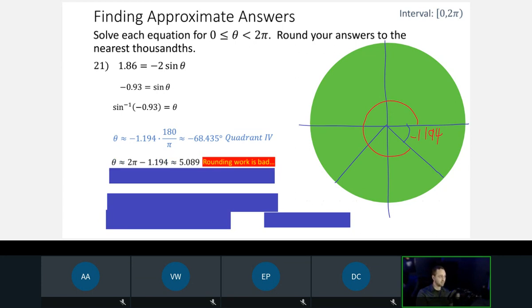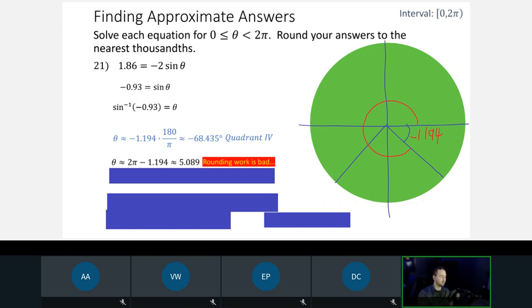So that's exactly what we do, and that's from last unit. Again, in radians, 2 pi is a full revolution, and then we're going to do minus the 1.194. And that's how I get 5.089.